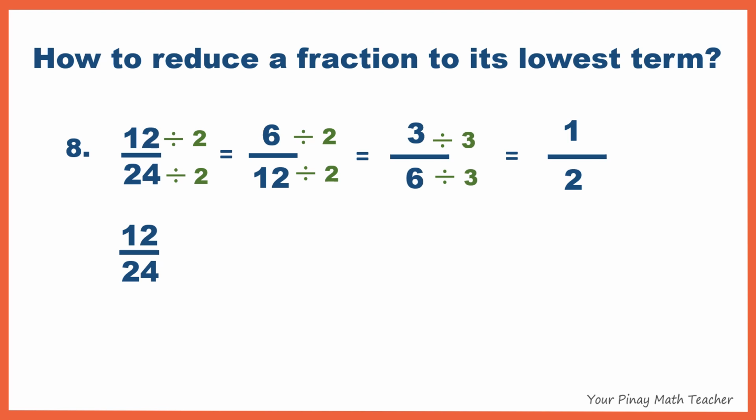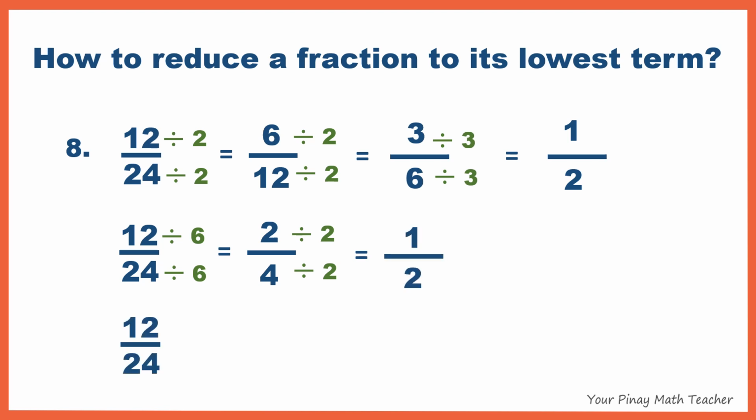Another solution, 12 and 24 can be divided both by 6. So 12 divided by 6 is 2. 24 divided by 6 is 4. 2 and 4 can still be divided by 2. So the final answer is still 1/2. The shortest is you divide both 12 and 24 by 12 to get the lowest term, 1/2.